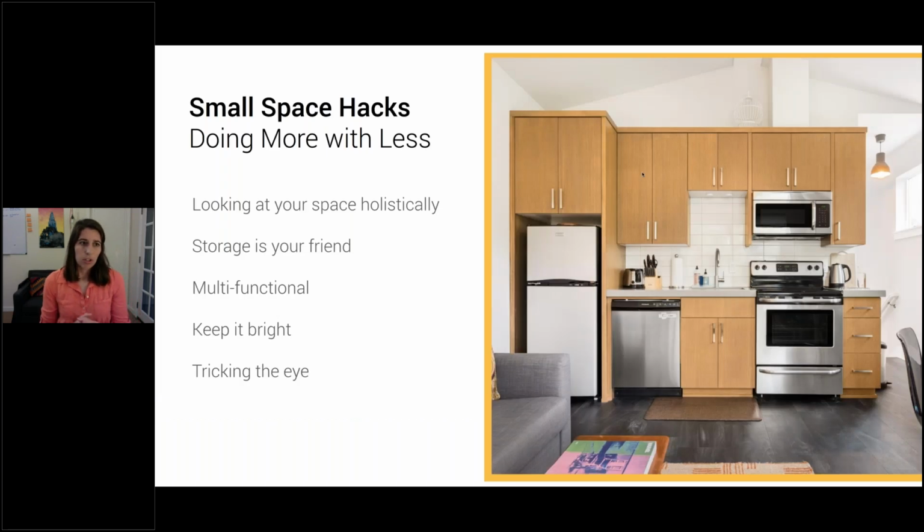Okay. So small space hacks is something that we talk a lot about in the course. Some of the highlights for that is you really want to look at your space holistically. You don't want to just think about the ADU. You want to think about how you use your home. You want to think about how the yard is laid out. You want to think about window placements, what views you're trying to maximize, what views you're trying to hide or minimize. Storage is your friend.